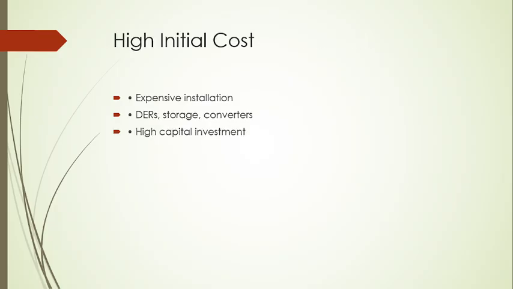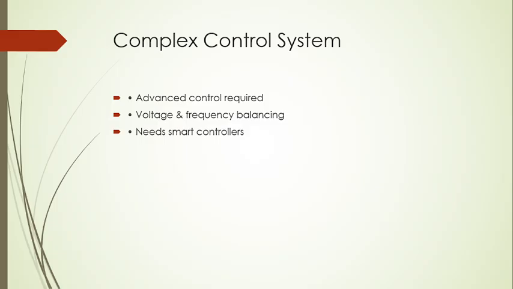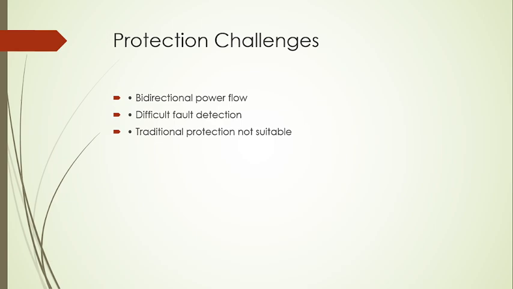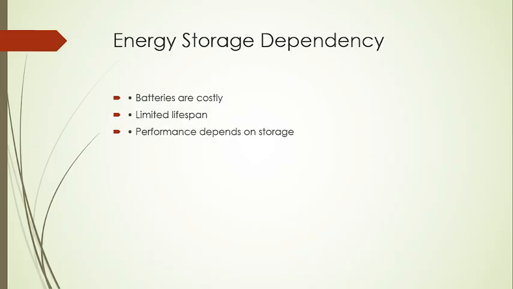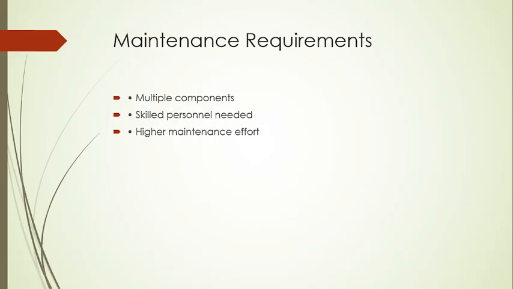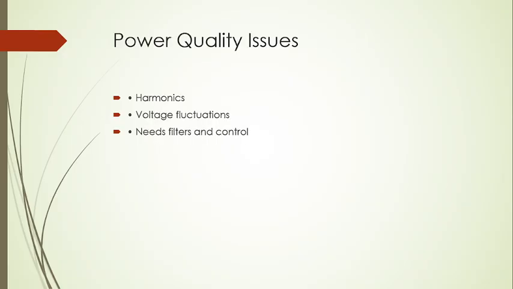Some of the limitations of using a microgrid: high initial cost, as installation of distributed energy resources, storage and converters is expensive. Next is a complex control system. Advanced control is required, and voltage and frequency balancing is very difficult and needs a smart controller. Protection challenges, as the microgrid often has bidirectional flow of power, make fault detection difficult, and traditional protection is not suitable. Limited power capacity: it is suitable for small areas, not for large-scale demand. Energy storage dependency: batteries are costly, have limited lifespan, and performance depends on storage. Maintenance is also important, with multiple components, skilled personnel and high maintenance required.